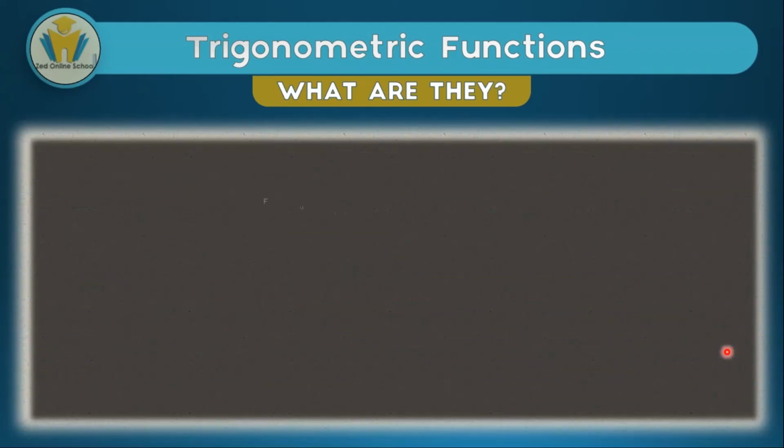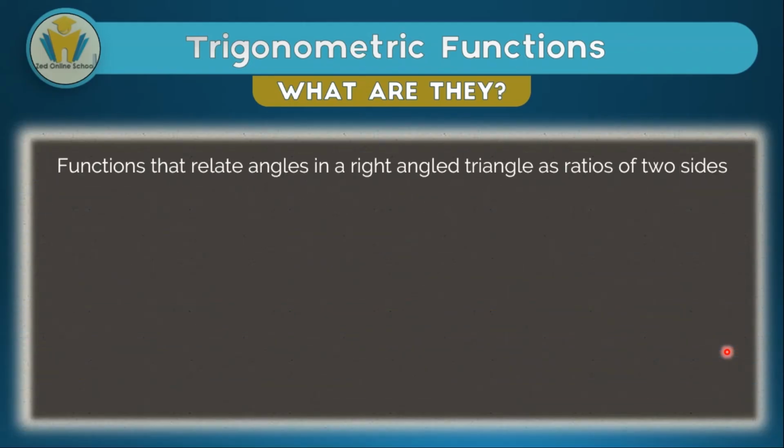What are they to start with? Trigonometric functions are functions that relate angles in a right-angled triangle as ratios of two sides. Meaning, these trigonometric functions will also only be used with the right-angled triangle. Now, there are 6 trigonometric functions, but 3 of them are the most important because the other 3 are gotten from the first 3. And now what's interesting is that a lot of people use a special mnemonic to remember these 3 trigonometric functions and which 2 sides they refer to.